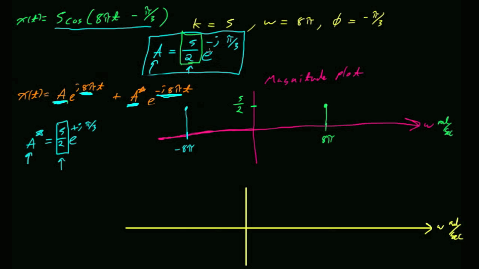Forget the j. How am I going to do that? How much phase do I have at 8 pi? Minus pi over 3 radians. So I come over here to my diagram, and I say, okay, at 8 pi, I have minus pi over 3 radians of phase shift.